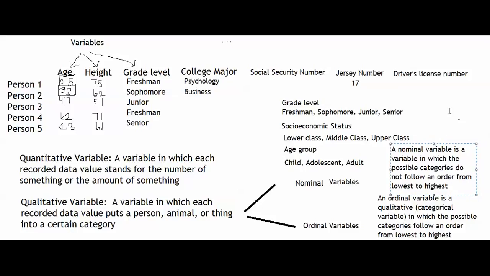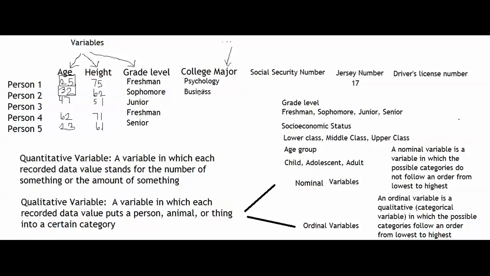So what could be an example of a nominal variable? Well, college major would be nominal because college majors don't follow an order from lowest to highest. For example, a business major wouldn't be above a psychology major, and a psychology major wouldn't be above a business major. All college majors are considered to be equal, so it would be nominal.